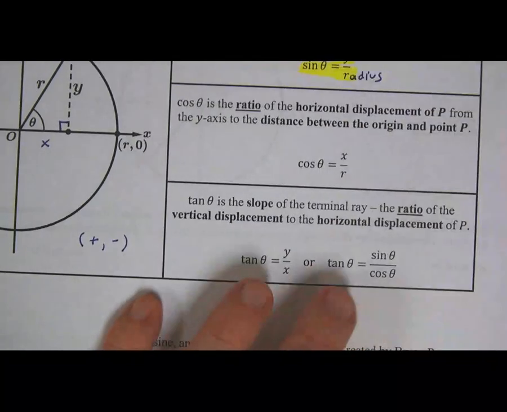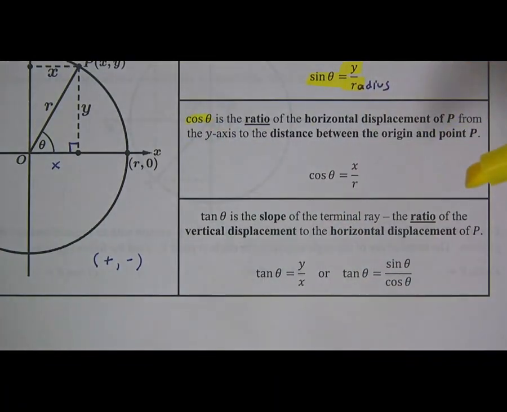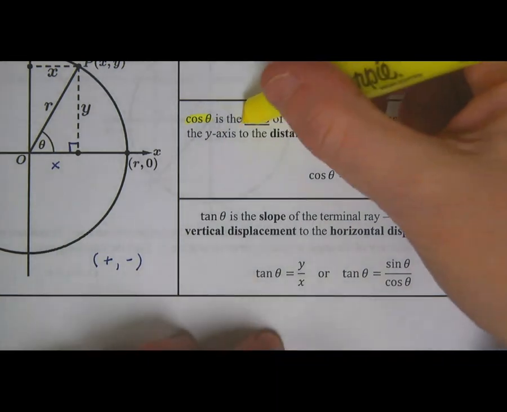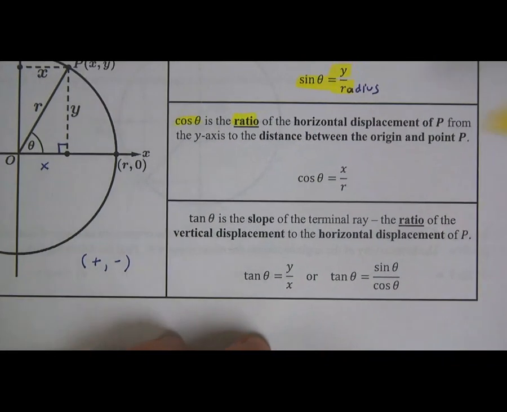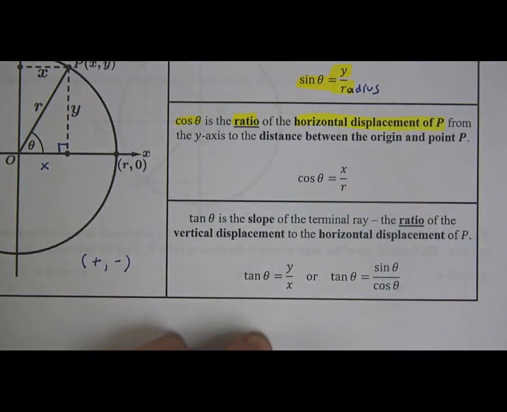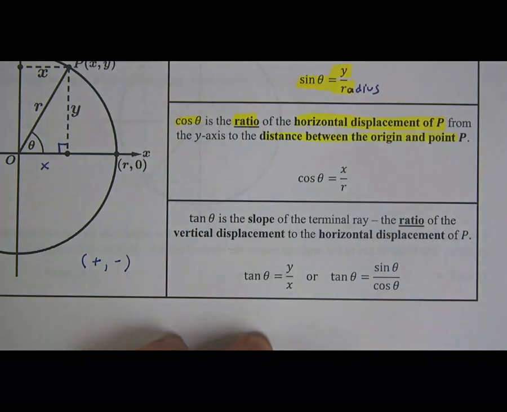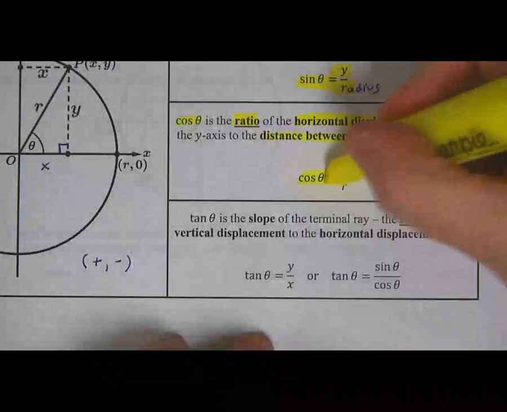Cosine of theta, if you're ever asked to find cosine of an angle, that's always going to be the ratio, aka fraction, of the horizontal displacement, in other words, x, to the, that just means radius. So cosine of theta is x over radius.